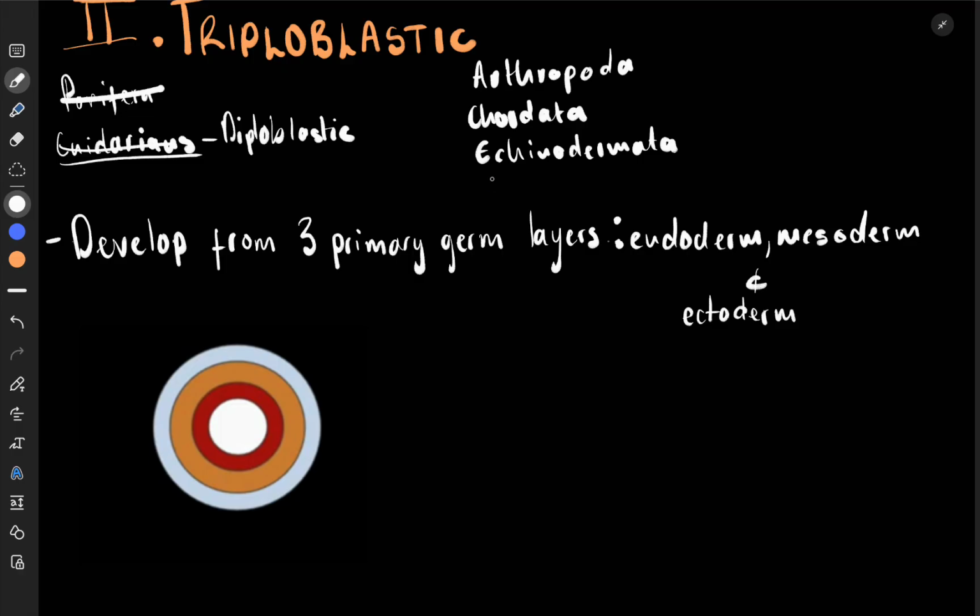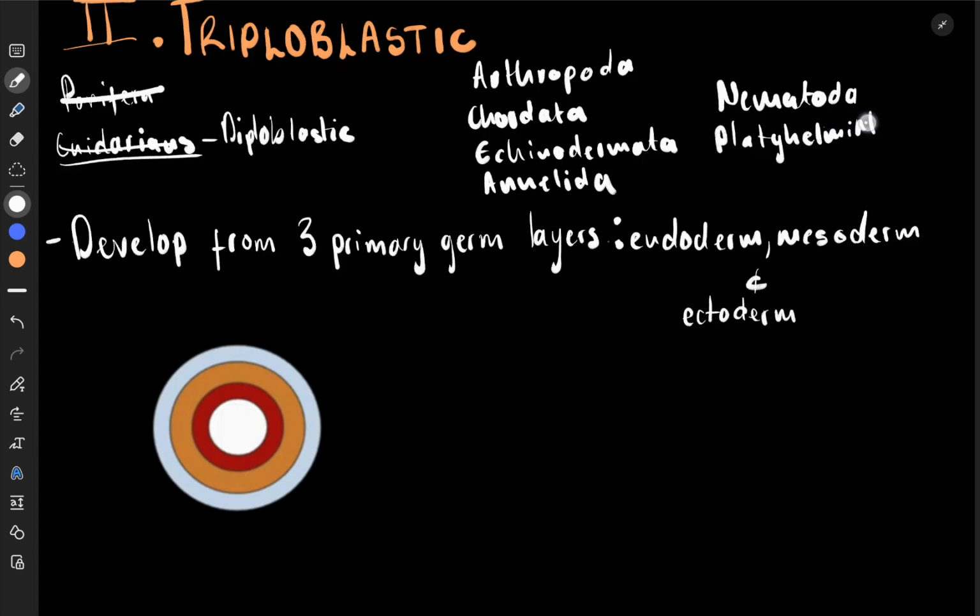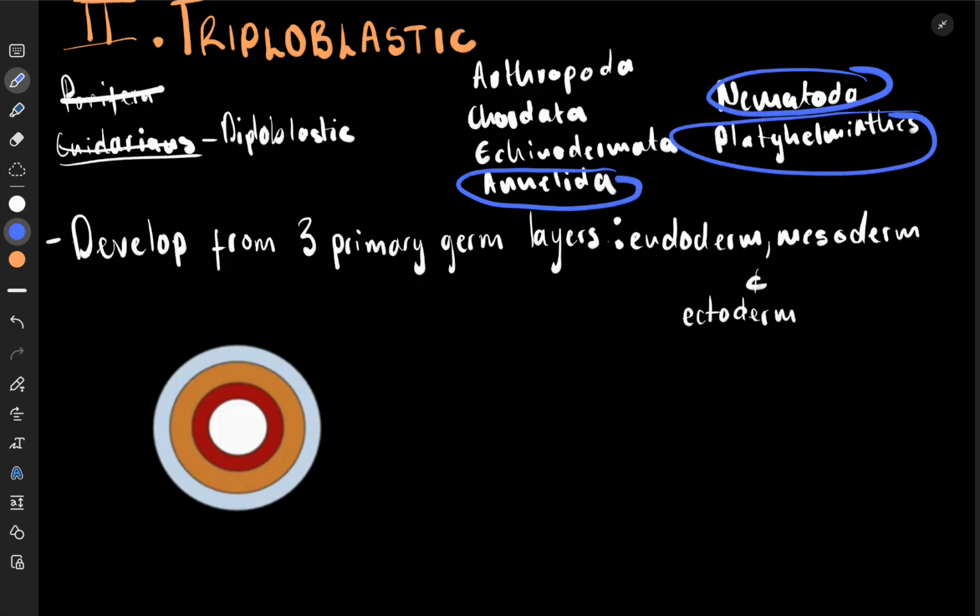We have annelida, which makes them four, two to go. Then we have nematoda, okay? And then we have platyhelminthes. Platyhelminthes. All right, good.